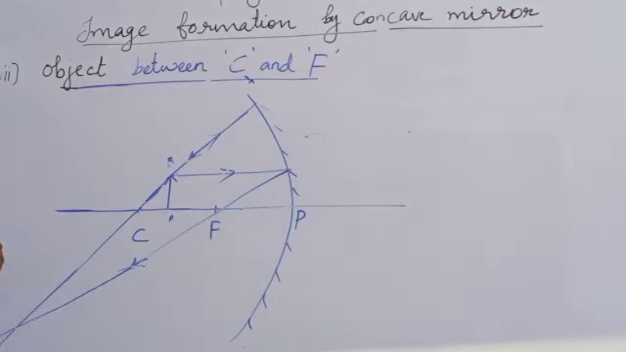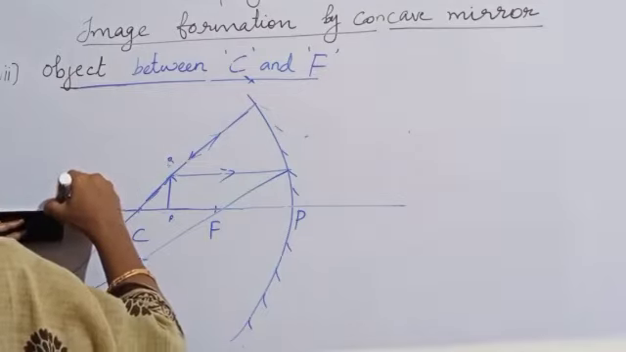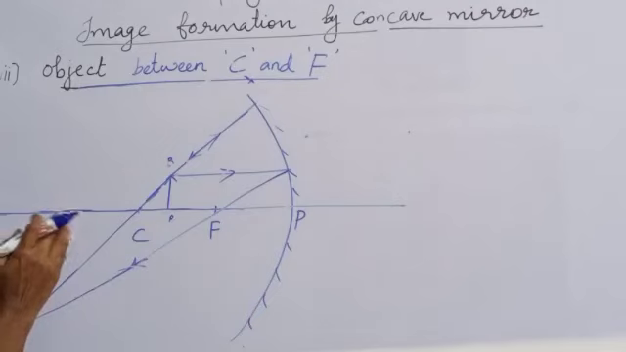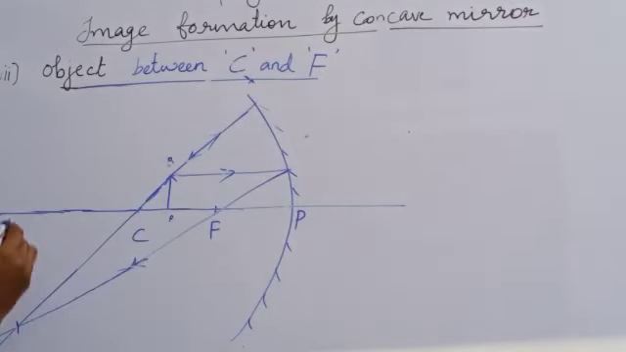Okay, now we will get the position of the image here. This is the point where these two rays are joining. So you can draw the position of the image at this point. This is an inverted image. We can call this A dash, B dash. This is the position of the image formed when the object is placed between C and F. The image will be beyond C.